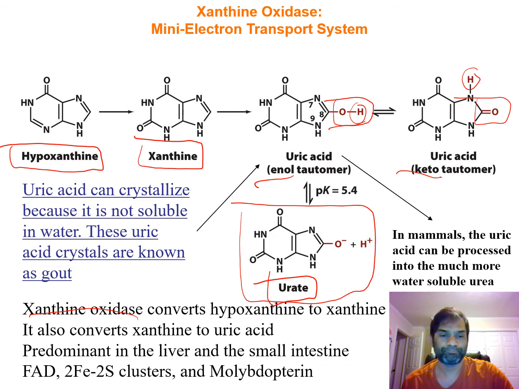And xanthine oxidase is an enzyme that's predominant in the liver and the small intestine, and it itself is a mini electron transport chain containing a flavin cofactor, 2 iron, 2 sulfur clusters, and molybdopterin. So we talked about pterin when we briefly mentioned phenylalanine hydroxylase. This is molybdopterin, which means it has a molybdenum center.